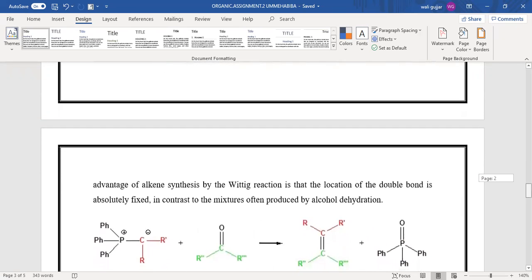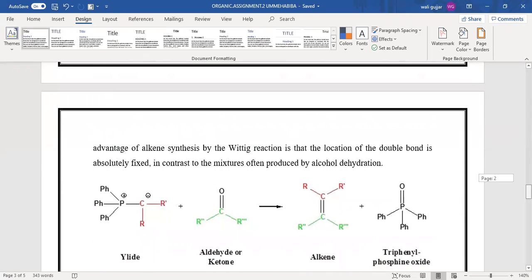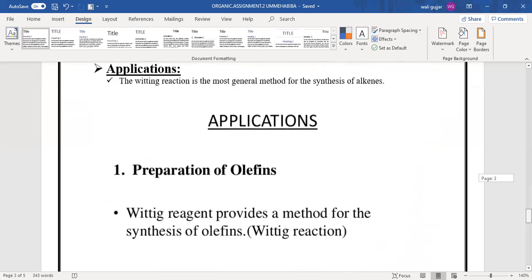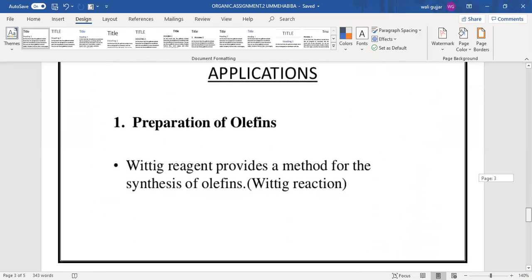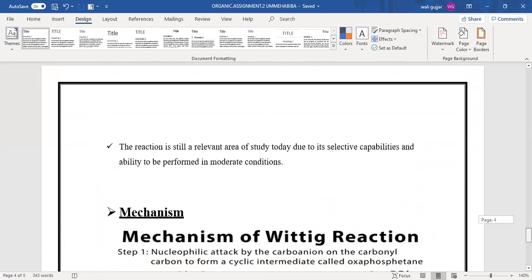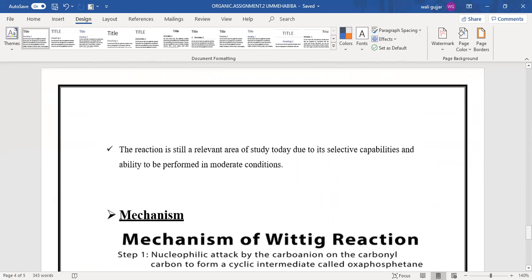A principal advantage of alkene synthesis by the Wittig reaction is that the location of the double bond is absolutely fixed, in contrast to mixtures often produced by alcohol dehydration. So it has some applications. The preparation of olefins: the Wittig reagent provides a method for the synthesis of olefins. And the second is that the reaction is still a relevant area of study today due to its selective capabilities and ability to be performed in moderate conditions.